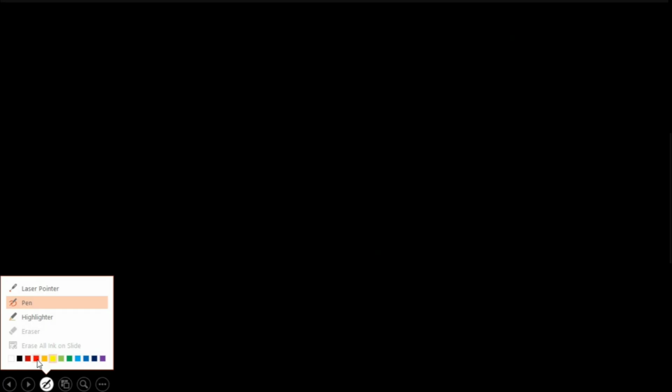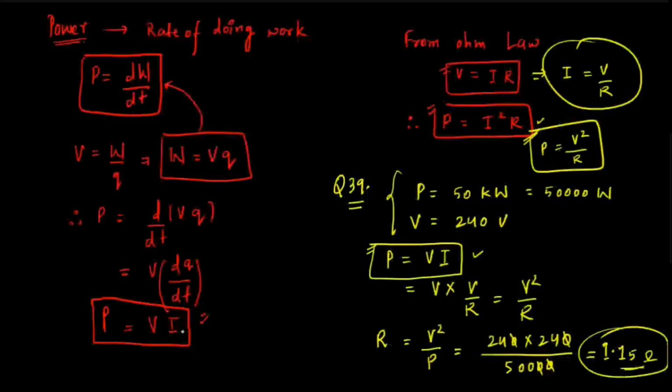Next is 40. All right. The question says: if the heater in exercise 39 is 90% efficient, what does it mean? It means that the heater we were talking about in this particular question is 90% efficient.